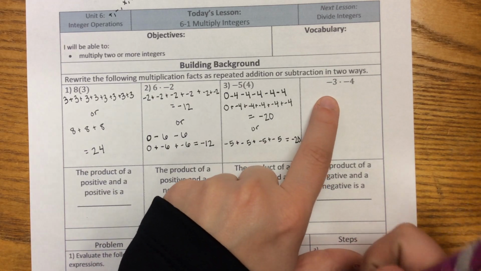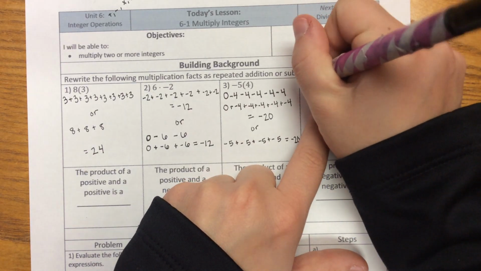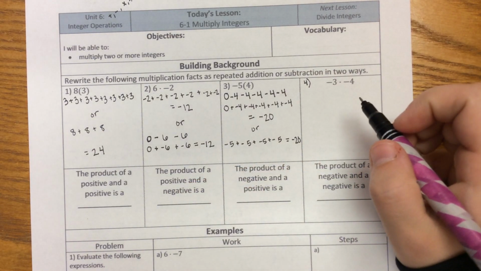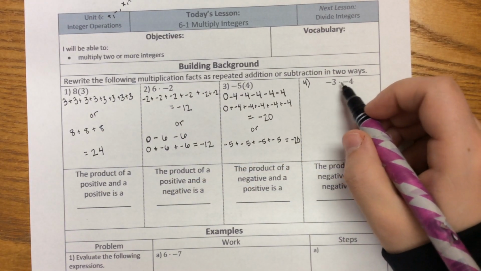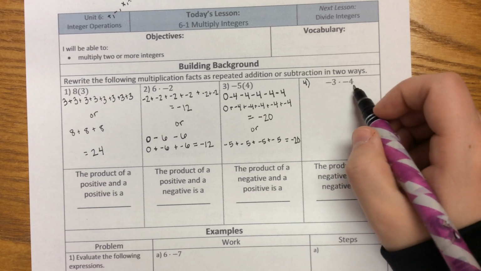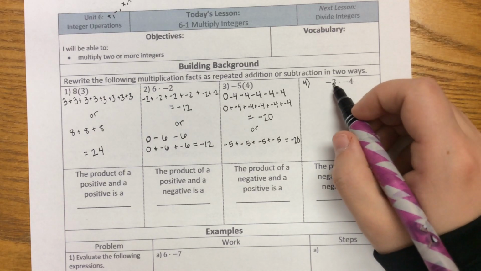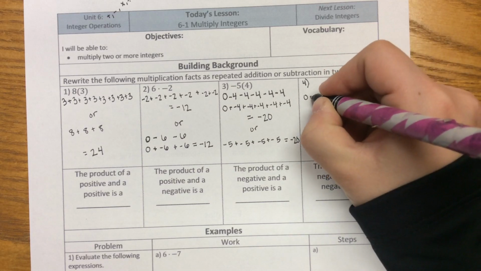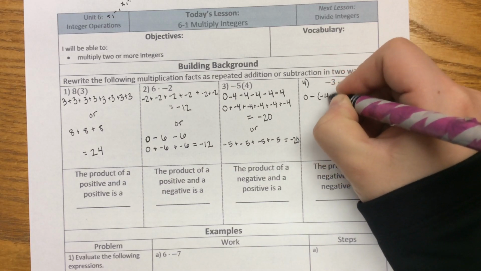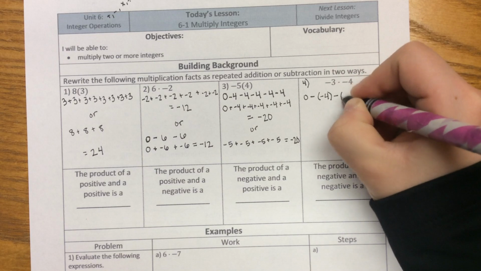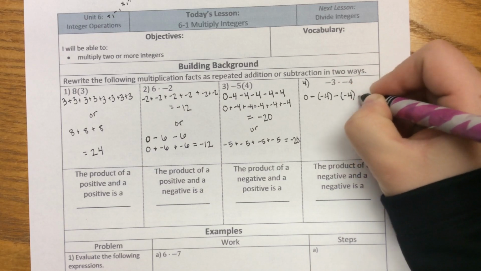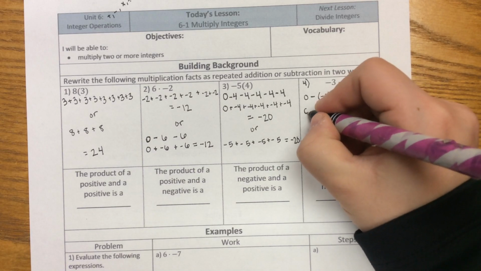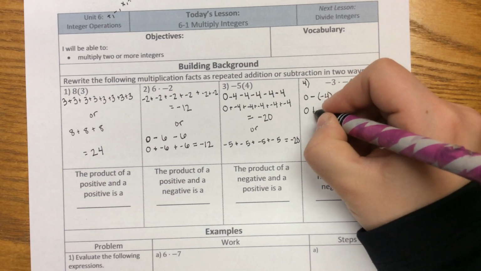Okay, now this one, I don't know why this one doesn't have a number. This is problem number 4. We have negative 3 times negative 4. Okay, so when I do that, I'd have 3 groups of negative 4, but it's negative 3. So that means we have to subtract. So I'm going to start at 0, and I'm going to subtract negative 4 three times. So minus negative 4, minus negative 4, minus negative 4. And really, we can change that to adding the opposite. So 0, change subtracting to adding.